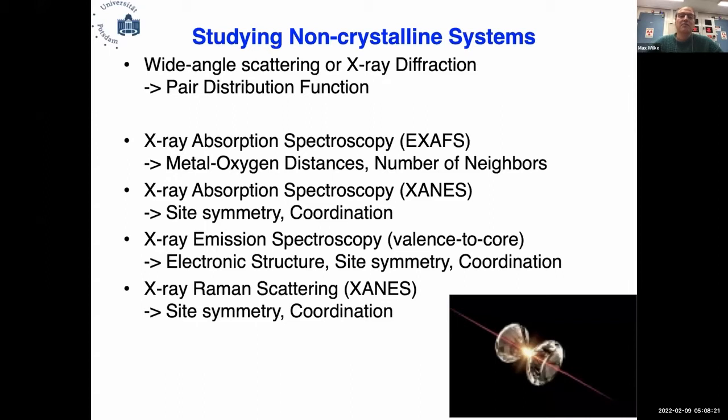Other methods that we can use, especially for studying the local structure, are X-ray absorption spectroscopy in two flavors, either XAFS or XANES. They give slightly different information, but basically we can learn about the local structure in terms of distances and coordinations. And there's X-ray emission spectroscopy, especially the valence-to-core part of this spectrum, that gives us some insight into the electronic structure, which means spin state and valence state, but also into some local structures. And then there is the indirect way of doing XANES measurements, that is X-ray Raman scattering, which again gives us similar information as the XANES spectrum.